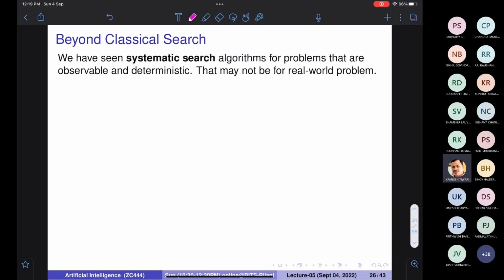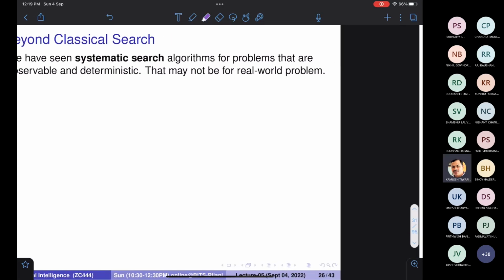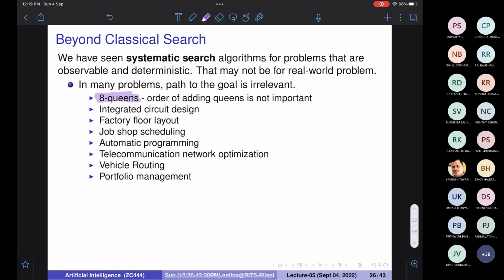Okay, so search we have seen a lot, but sometimes we want to go beyond the searching mechanism, because sometimes things are not that systematic. For example, the eight queens problem. Things are not sequential, meaning whether you put the first one or second one or third one doesn't make any difference.